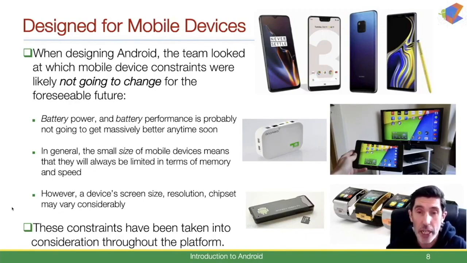So these are all constraints that have been taken into consideration throughout the platform, and are constraints and things you as a developer need to be aware of as well. Just to come back to the battery for a second, if you're building an app that could be heavy on battery, like if it has location awareness in it, every time you check your location, a little bit of the battery is used up. So if your app is going to be checking the location quite often, what kind of a hit does it have on the battery and battery performance? Issues just to be aware of, okay?